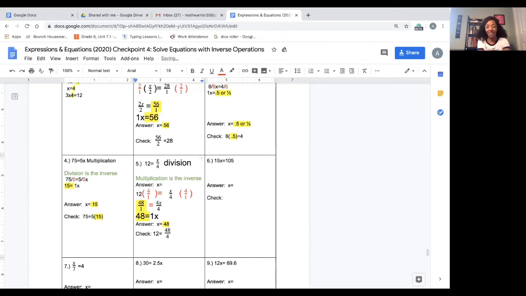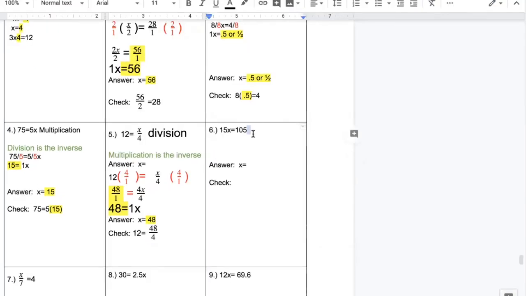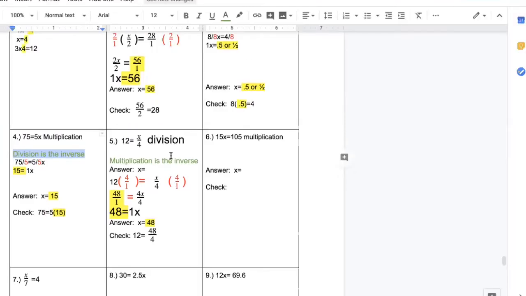I hope you're getting the hang of this. Number 6, we have 15x equals 105. Here I see that we're multiplying because I know that a number next to a letter equals multiplication. What I'm going to do for this one is take each side and divide it by 15 because I know that the inverse of multiplication is division.